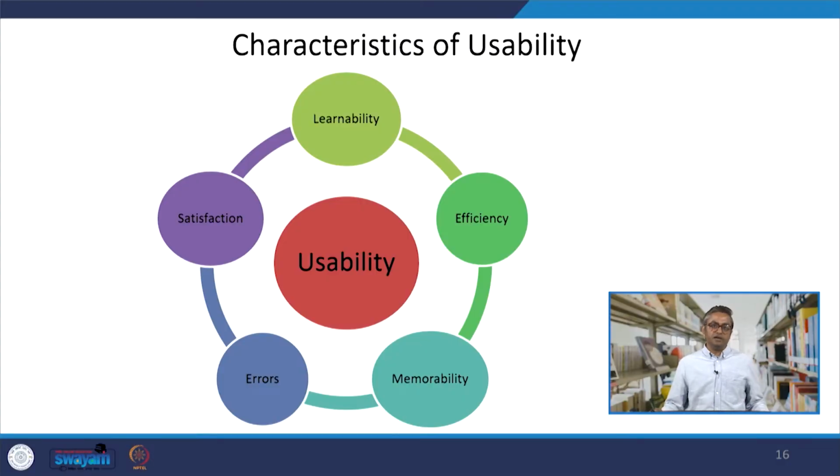Today's lecture will be on usability testing and user experience. As we discussed in the previous lecture about the characteristics of usability, there were 5 different components. Learnability, how easy the user can learn the system, and efficiency, how efficiently they can use the system.